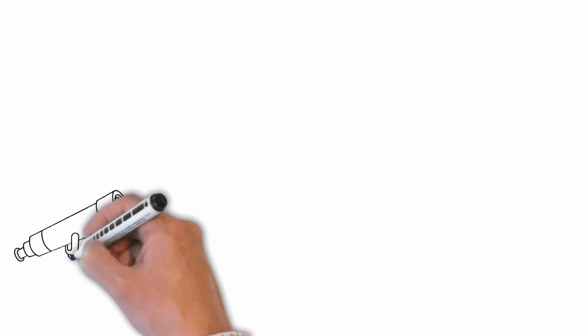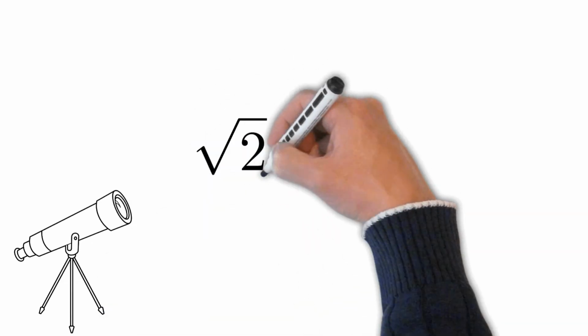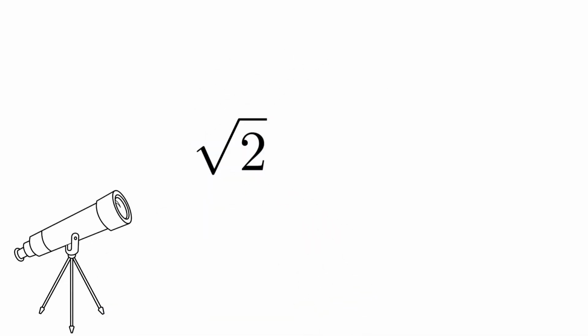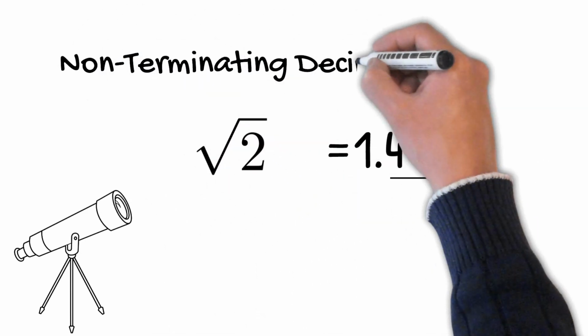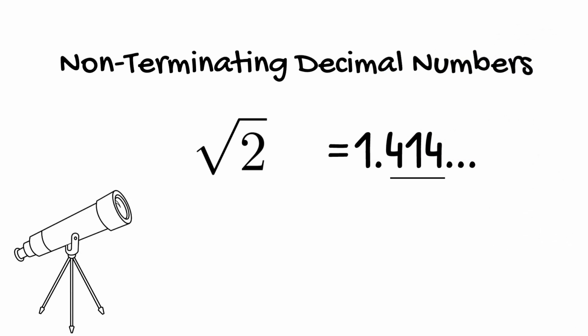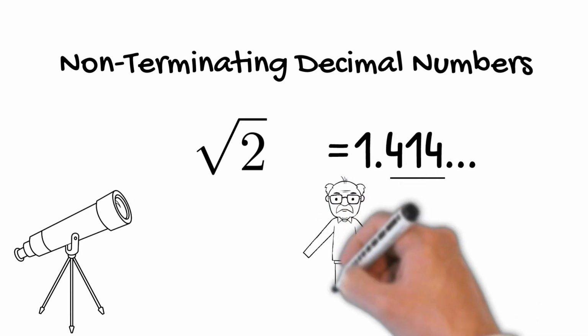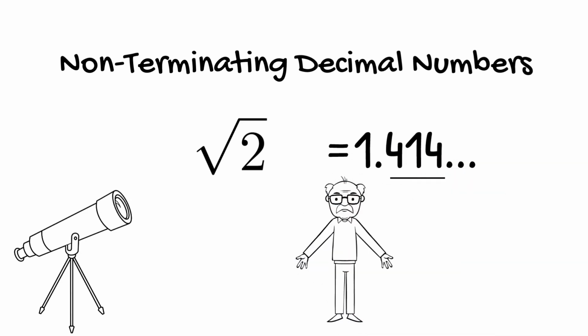Now, let's look at another number. Say the square root of 2. If we calculate the value of the square root of 2, we get the number 1.414 approximately. The digits after the decimal point do not end. These kinds of numbers are what we call non-terminating decimal numbers, and yes, these numbers too can be plotted on the number line. Plotting a non-terminating number might sound weird, but yes, it is possible. So the square root of 2 is also a real number.